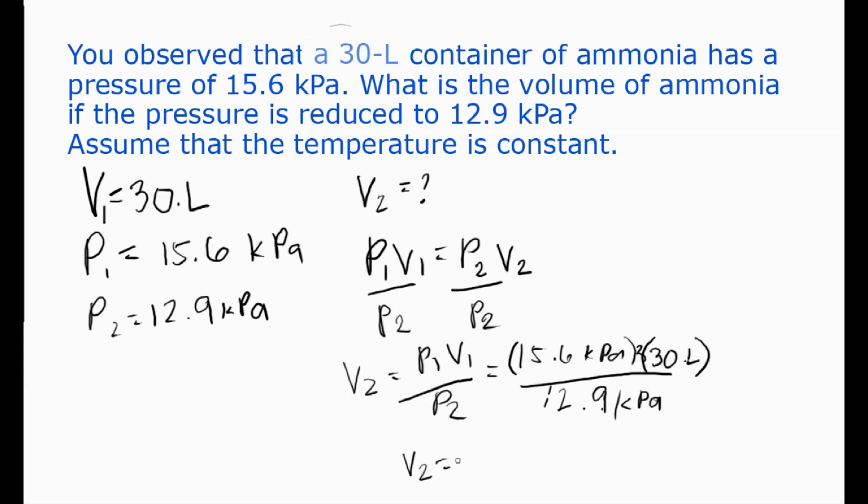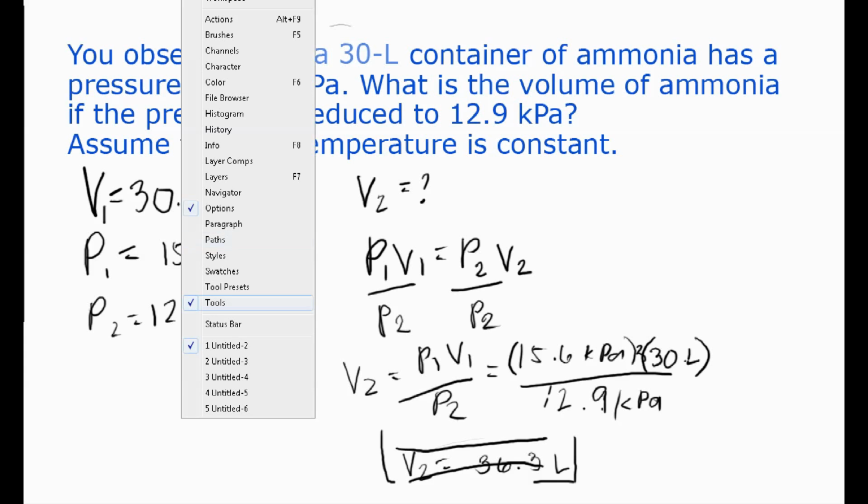So V2 now is 36.3 liters. So the new volume would be 36.3 liters, and as you can also notice, the pressure was reduced, the volume increased. This shows that the pressure and volume have an inverse relationship, as Boyle's law stated. So let us proceed to the next number.